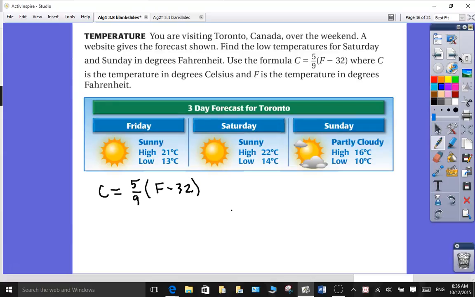Okay. So I've got to finish with the weather one, which says you're visiting Toronto, Canada over the weekend, and the website gives the forecast. But notice that all of the temperatures are in Celsius. So here's the equation. It's a formula, which is Celsius as a function of Fahrenheit. If we want to know what the Fahrenheit temperatures are, we need to solve that for the F, so that it's Fahrenheit as a function of Celsius, and then we'll plug in.